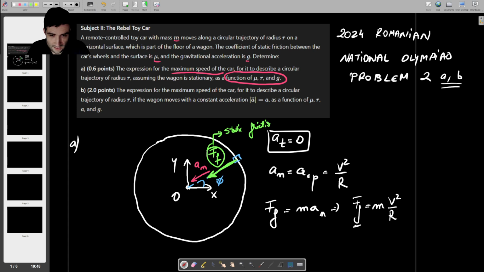So if you try to look at what happens to the wheels of the car, so this is the wheel seen from the back or from the front. Let's say from the back, and let's say that the car is traveling like this.